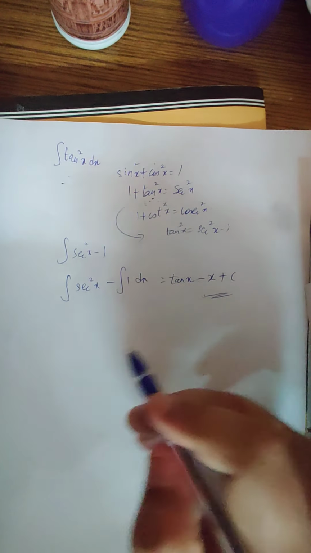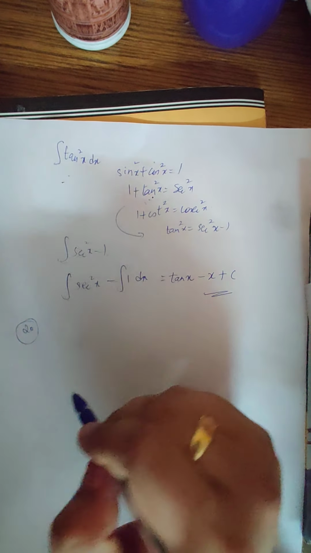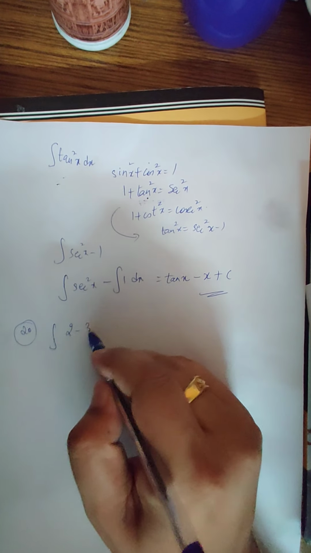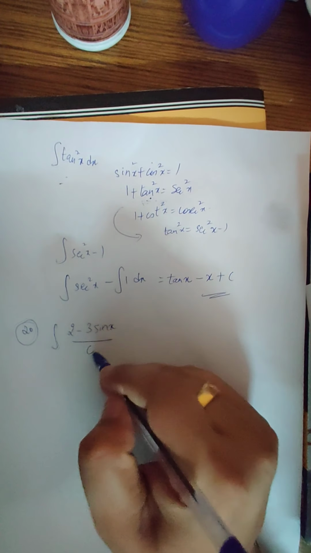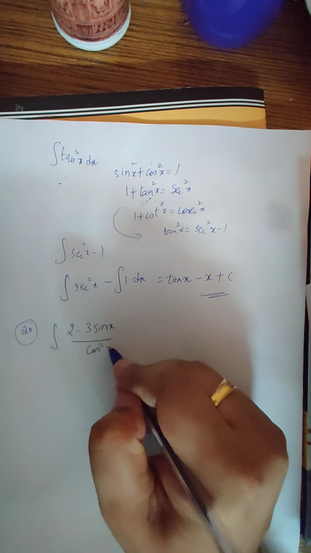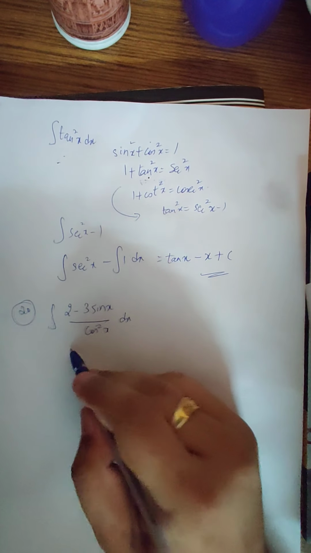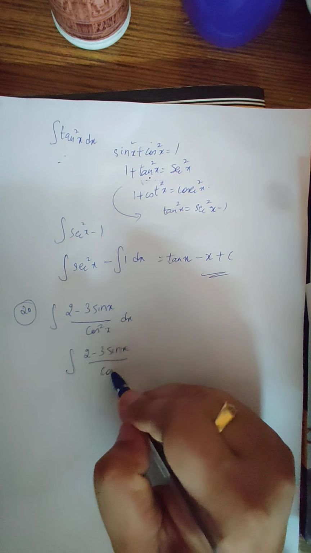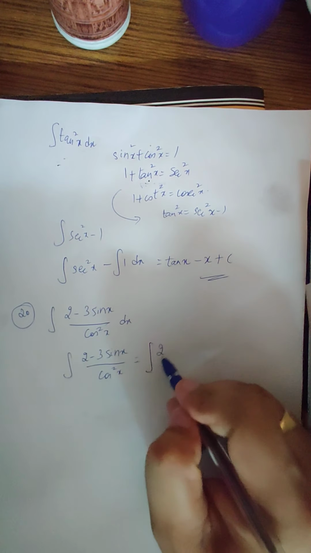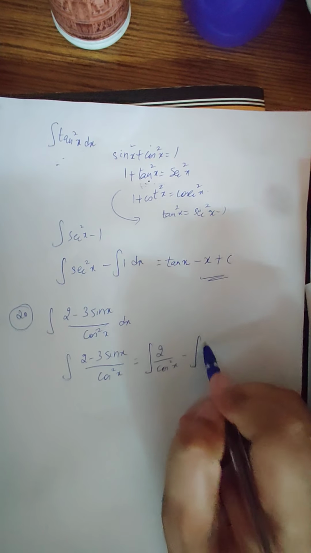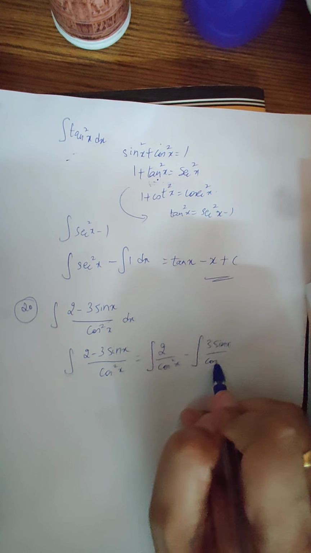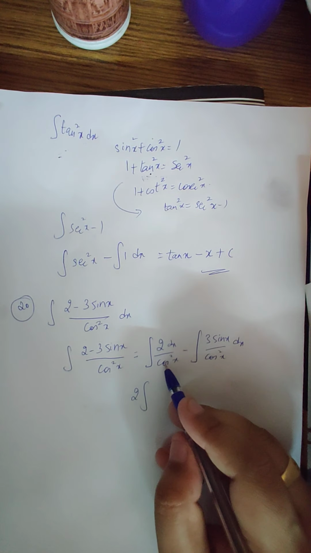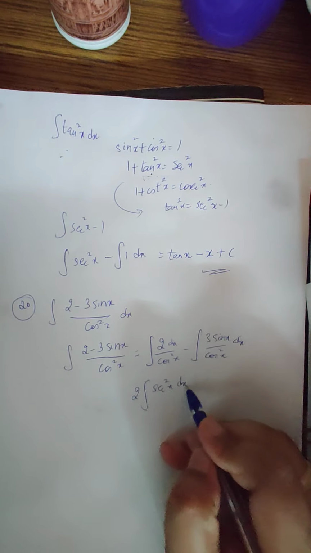Then the 20th question, integration of 2 minus 3 sin x by cos square x dx. So this I can write as integration of 2 minus 3 sin x by cos square x. I can write this as integration of 2 by cos square x minus integration of 3 sin x by cos square x dx. So this will be 2 integration of 1 by cos square x, which is secant square x dx, minus 3.